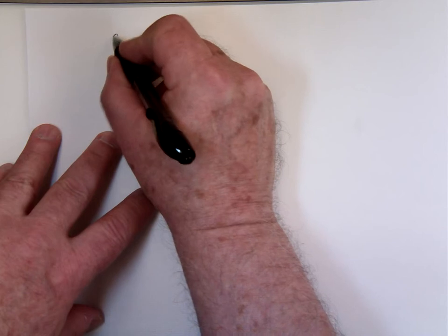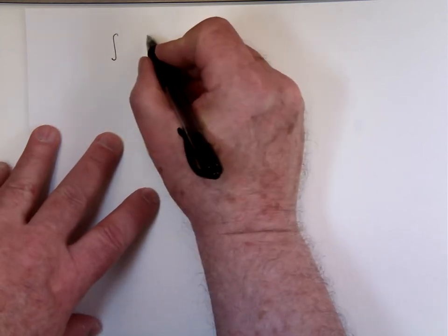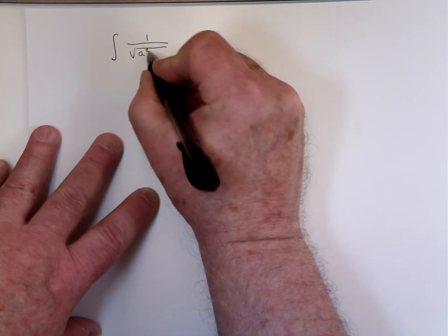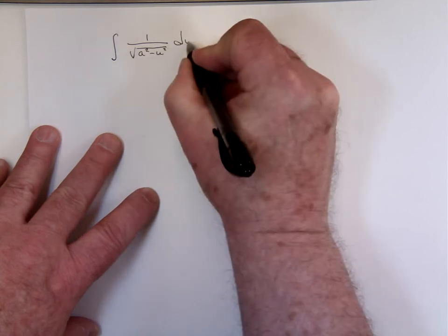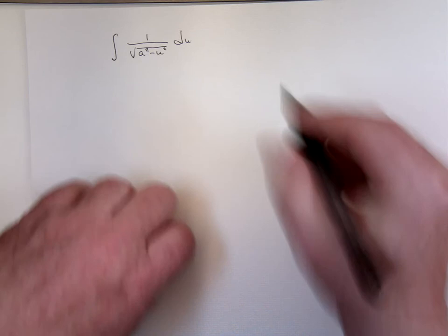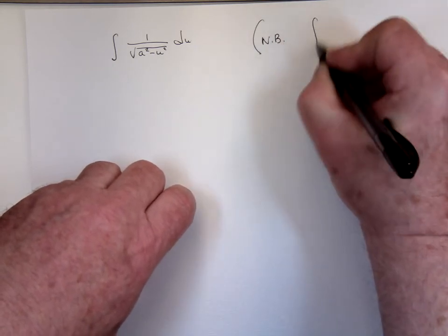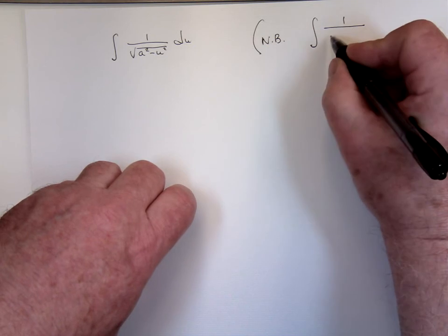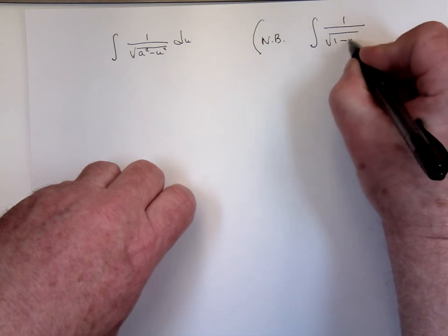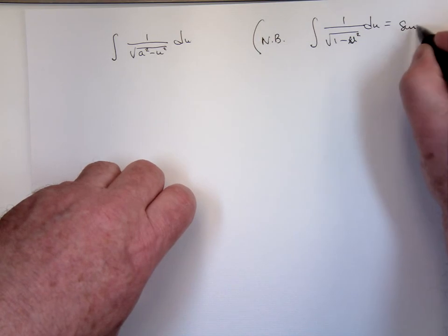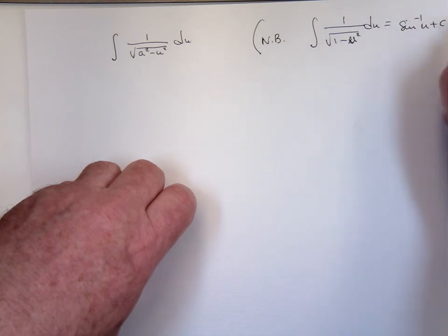Okay, let's do the inverse sine one. Here's the problem: integrate 1 over the square root of a squared minus u squared du. As a note, the integration form we have right now is the integral of 1 over the square root of 1 minus u squared du, which is inverse sine u. That's what we have right now.